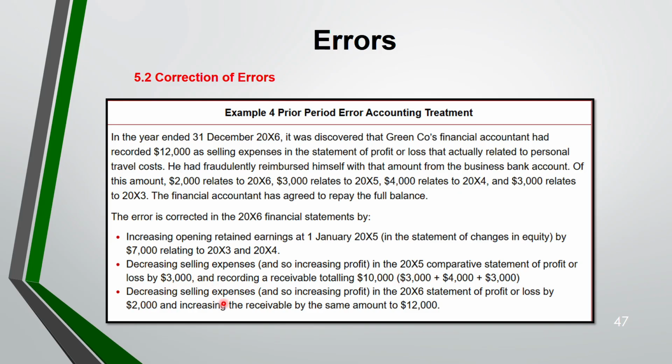Decrease selling expense and so increase profit in the 2006 statement of profit and loss. This is the comparative statement, but for 2006 also you have to do the same. Decrease selling expense, increase profit in the 2006 statement of profit and loss. See the word here, you have to write the word comparative. Here just statement of profit and loss by 2,000 because 2,000 only relates to 2006, and increase the receivable by the same amount, so that in 2006 your receivable has to be 12,000. Okay, remember this 2,000 relating to 2006 is not taken here, that's why receivable is 10,000 in 2005. That is the comparative statement.